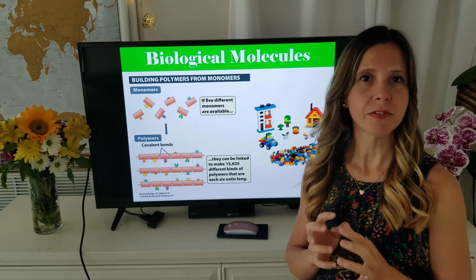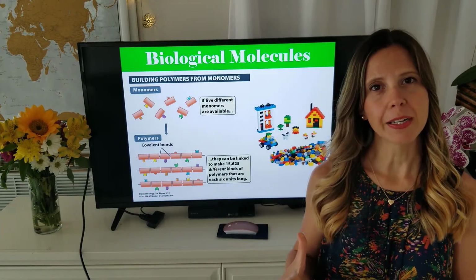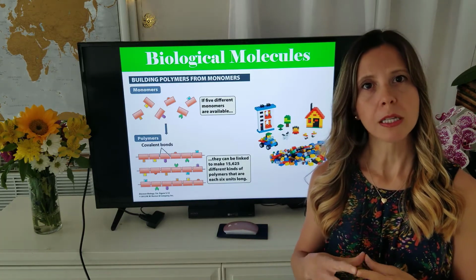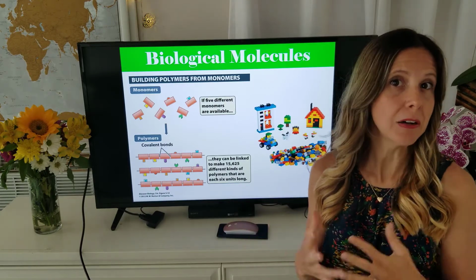The cool thing about this is that we can have a small number of monomers and put them together in different ways to build many different types of polymers. Think about it in terms of playing with Lego. If we have a small number of Lego blocks, we can arrange those blocks in different ways and form different things, such as a house or a tree.